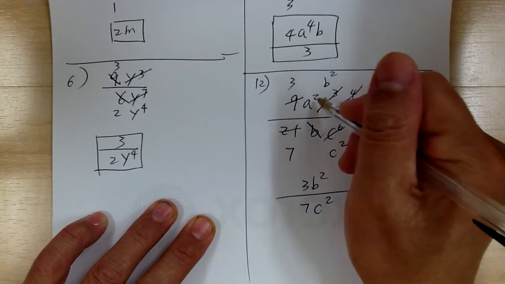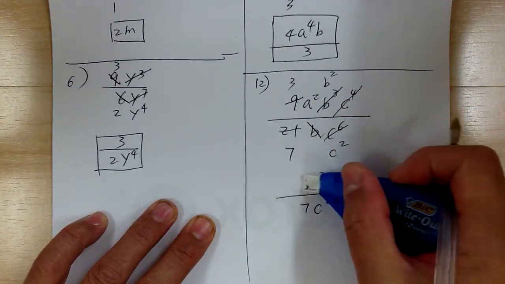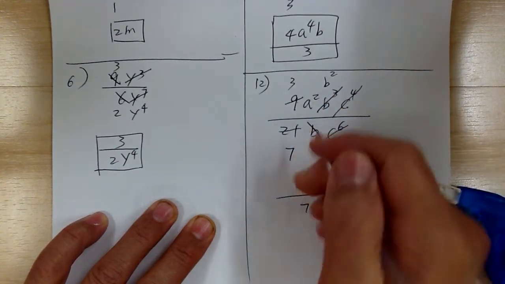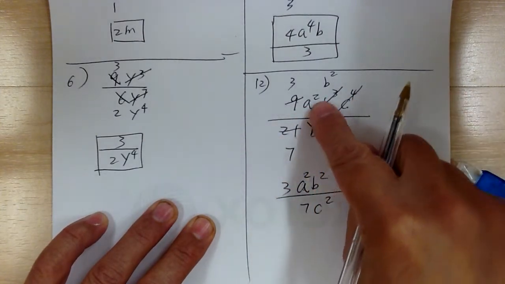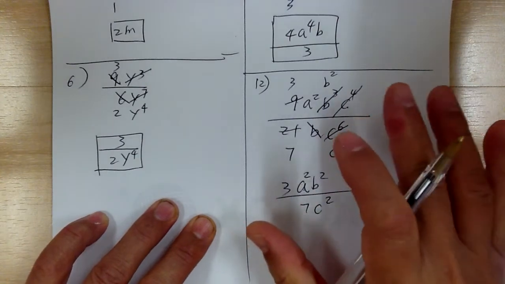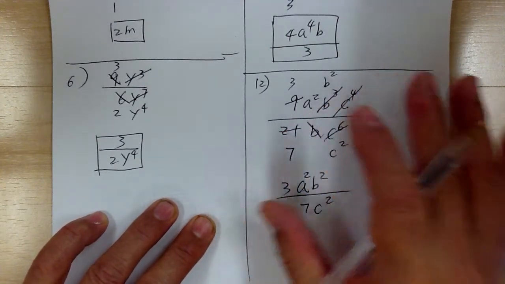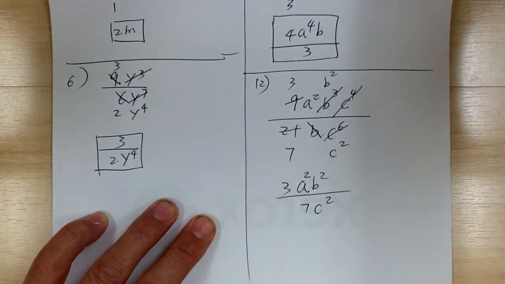And oh wait, there's an a squared, so watch out for the a squared. Okay, so 3a squared, so you have to watch for that. That's why you want to have a lot of space so you can write things clearly so you don't miss anything.